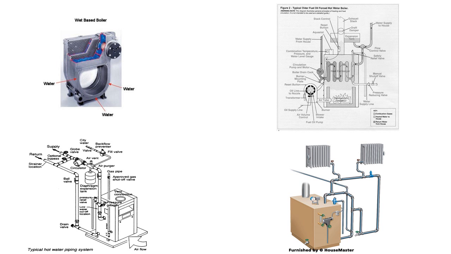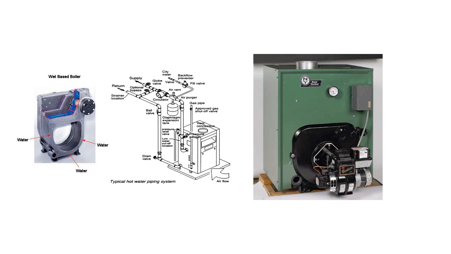Boilers can be either wet-based boilers or dry-based boilers. What that means is that with a wet-based boiler, the combustion chamber is surrounded by water. With a dry-based boiler, the combustion chamber has no water around it. These are examples of wet-based boilers. Notice how the pipe goes into the bottom of the boiler, or you can also maybe see a drain valve that is evident on the bottom of the boilers.